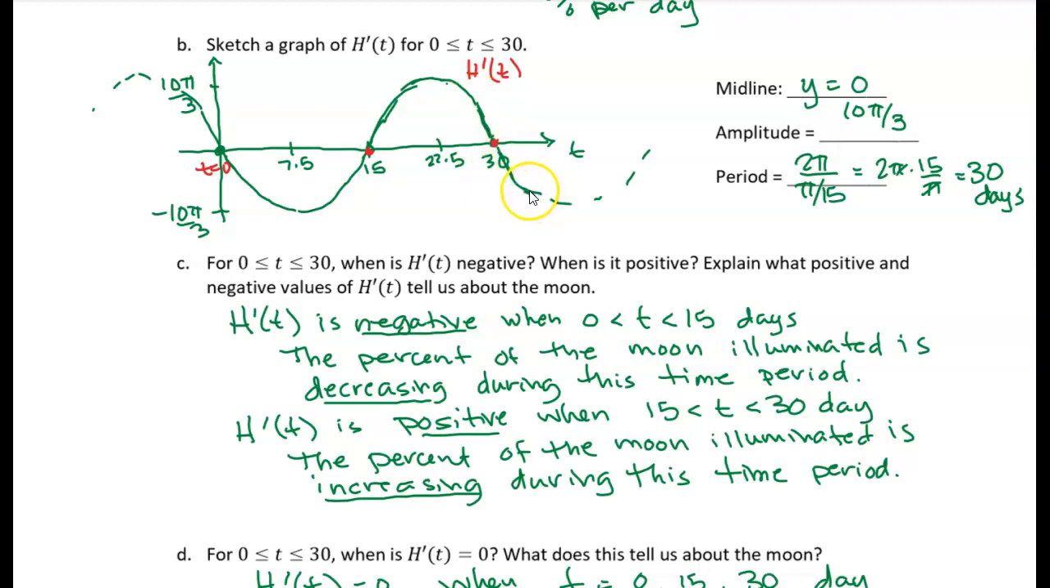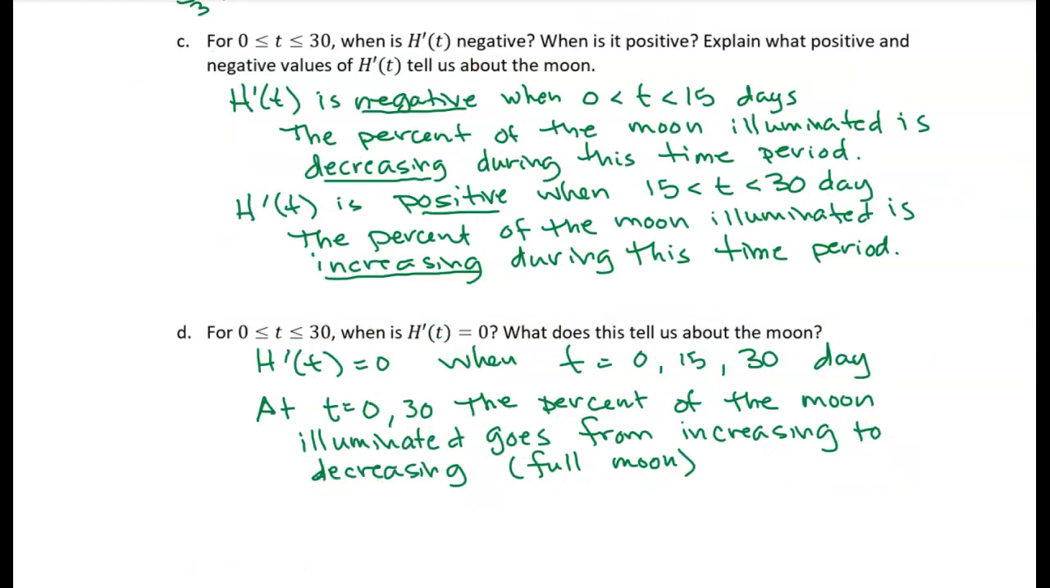That's the original function going from increasing to decreasing, right? Because the derivative is changing sign at that point. So at those 2 points, like I said, it's going from increasing to decreasing. So essentially, you've reached maximum illumination at t equals 0 and t equals 30, which essentially means that it's a full moon. Okay. All right. So the original function, which is the percent illumination, goes from increasing to decreasing. So we've reached maximum illumination at t equals 0 and 30, and we have a full moon.